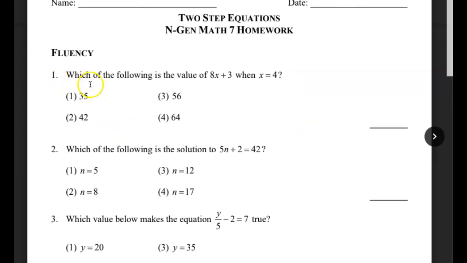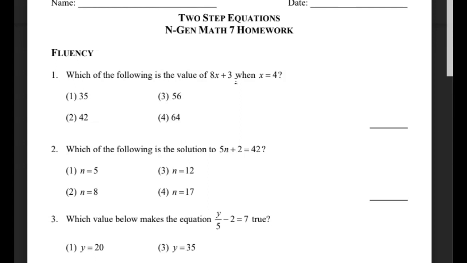So for the first one, which of the following is the value of 8x plus 3 when x is equivalent to 4? Remember our lesson the other day when we evaluated expressions? So if x is 4, how much is 8 times 4? 8 times 4 is 32. Plus 3, that gives you what?